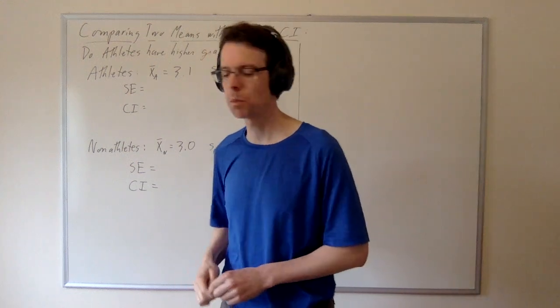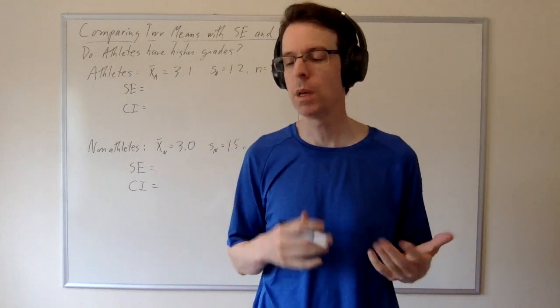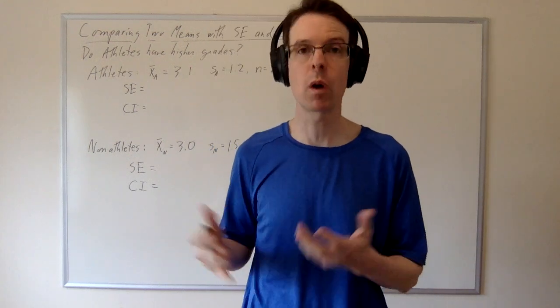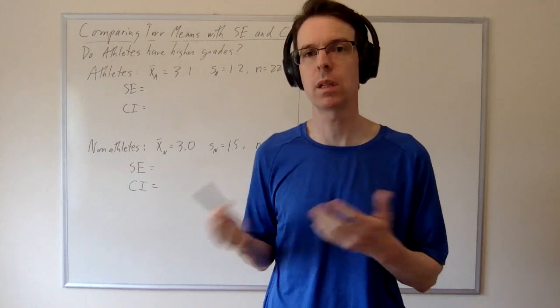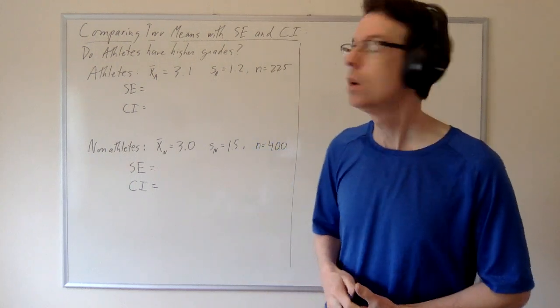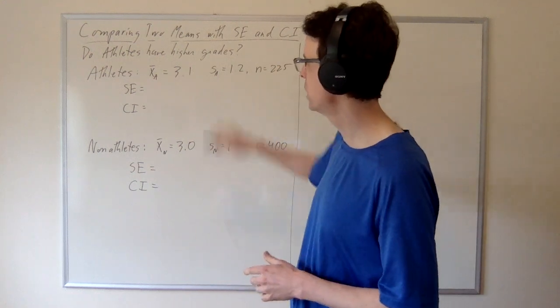In this video, we're going to explore confidence intervals for a difference of two means. So it's easiest to think about this in terms of two populations being compared on some numerical value. So let's imagine that we're comparing the grades of some athletes and some non-athletes at a given school. This data is entirely made up for this example. It has no basis in reality.